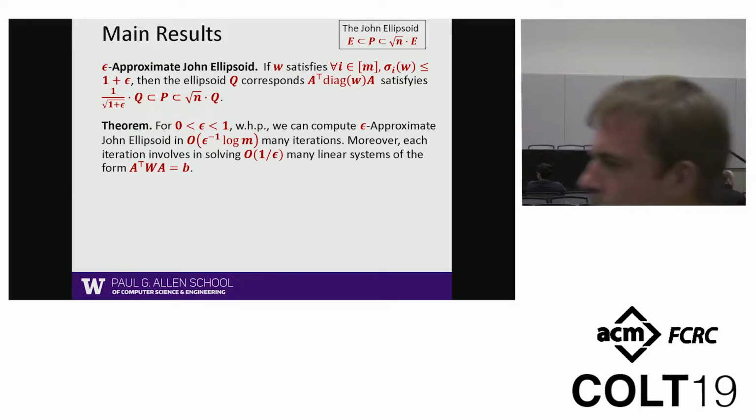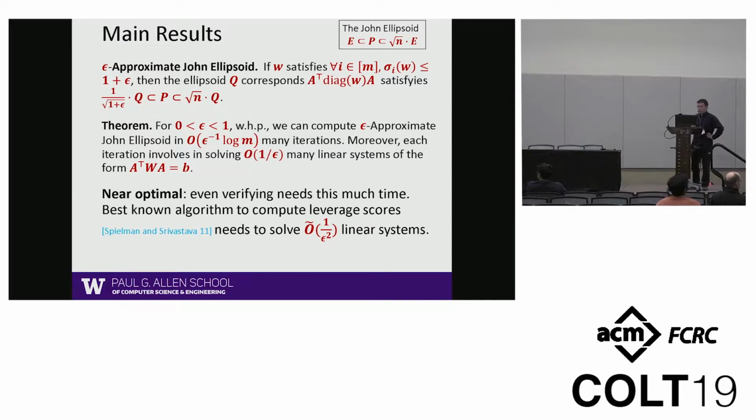We claim this is almost optimal because even if we want to verify the correctness of some ellipsoid being close to the optimal one, essentially we need to compute the leverage scores of the matrix A. While the best known result to compute the leverage scores already needs to solve order of 1 over epsilon squared linear systems. This is not a hardness result, but it shows that our result matches the best known algorithm even for the verification task.